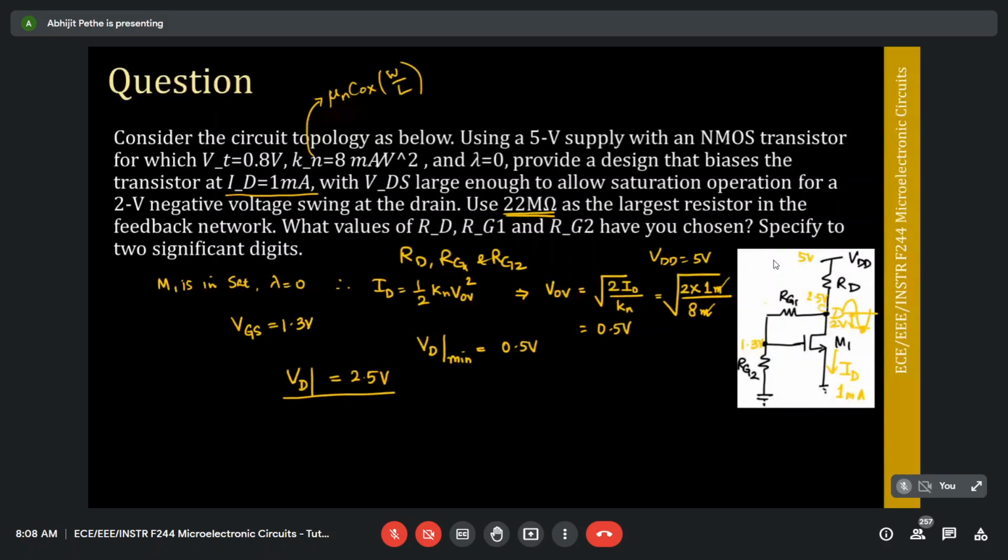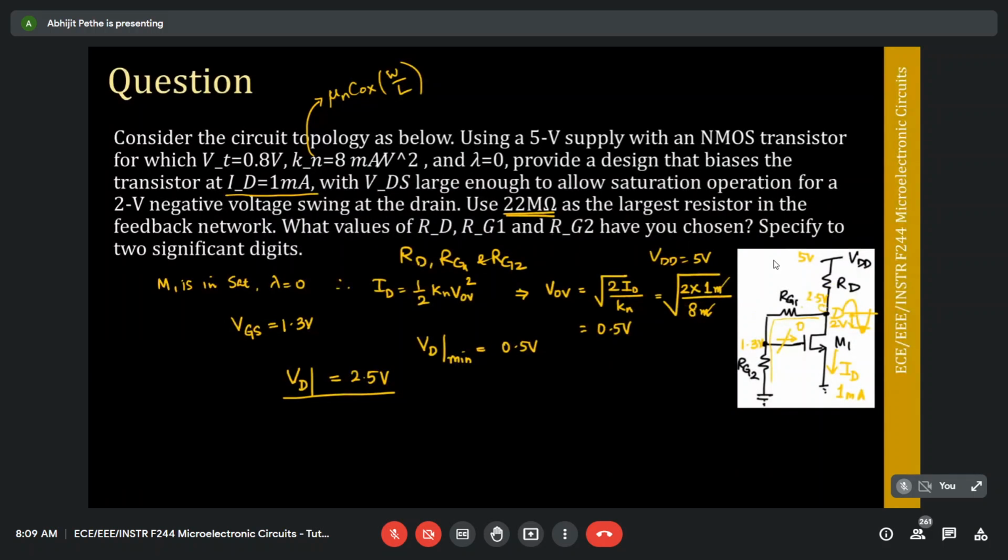Because this is the gate circuit, the current going in here is going to be zero, because that's the gate node. So whatever current is flowing through this branch is basically just used for biasing. So I want to ensure that RG1 and RG2 are large resistors. I will not use a 22 mega ohm resistor at RD, because if I flow 1 milliamp here, this will end up causing a 20,000 volt drop, which we cannot support. So the current flowing through RD has to be something greater than 1 milliamp.